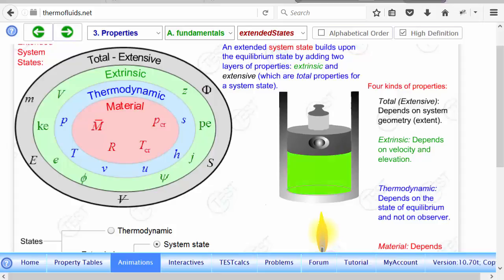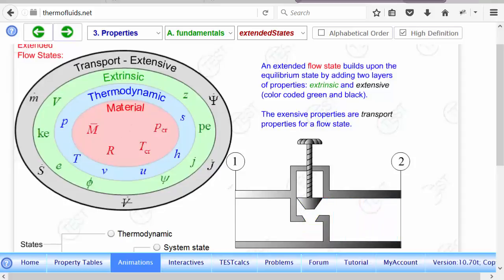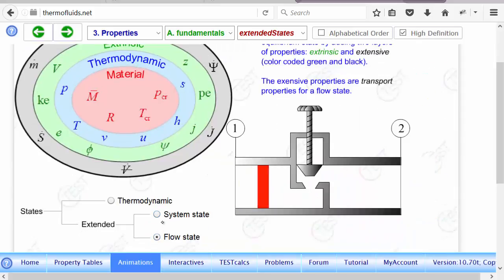We can do the same for a flow state. If you notice, for a flow state also, the material and thermodynamic properties are identical. I mean, they are not identical. What I mean is that they form the same identical core of this extended state or extended flow state. And as you peel different layers, outside we have transport properties. Instead of mass or entropy, we have flow rate of mass at state 1 and state 2. The extrinsic properties again depend on velocity and height. So what I'm trying to say here is that look at the similarity between an extended flow state and an extended system state. The core material and thermodynamic properties do not change. They are the same set of properties that describe the equilibrium.